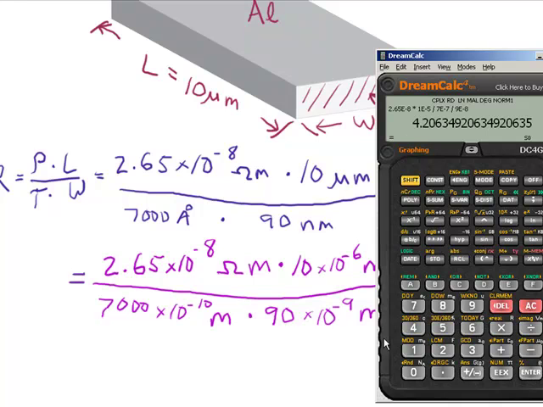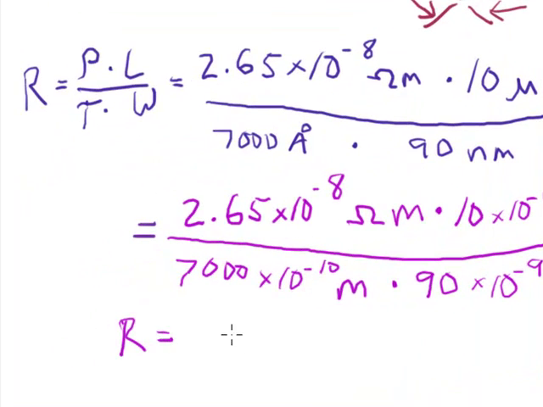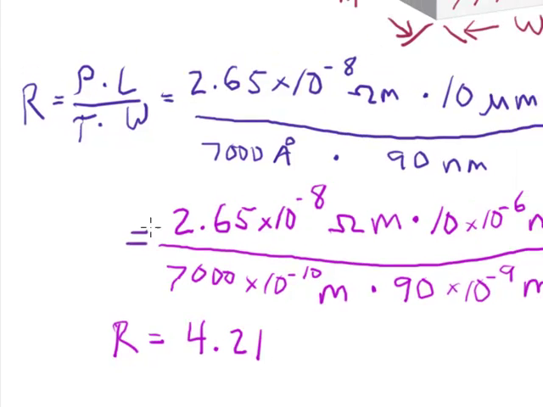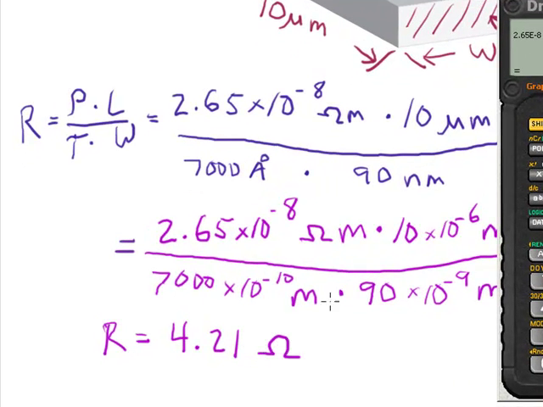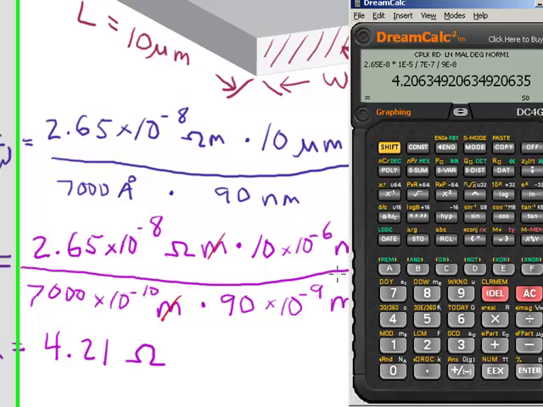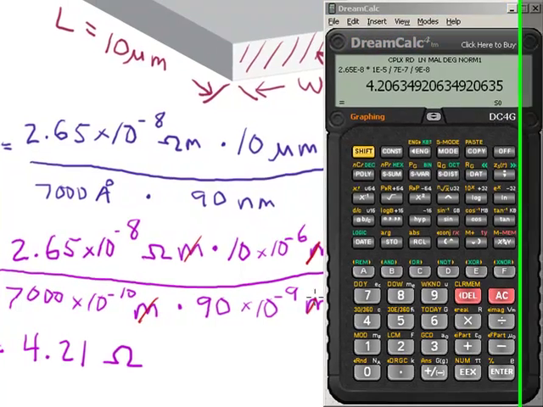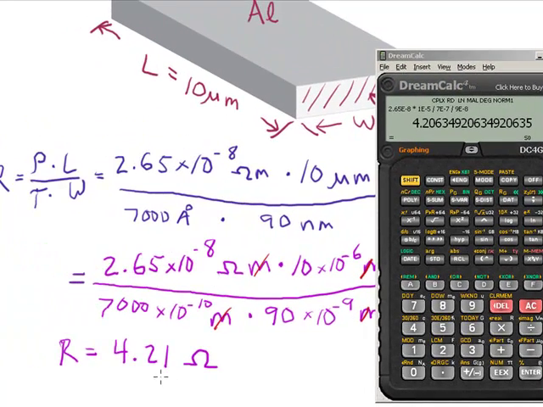Okay, and then I hit enter, and that gives me a resistance of 4.21. I have 3 sig figs in some of these. I'll just use 3 significant figures for this, so it's 4.21 ohms. So if I look at the units here, the meters cancel here and here, and I'm just left with the units of ohms, so 4.21 ohms.